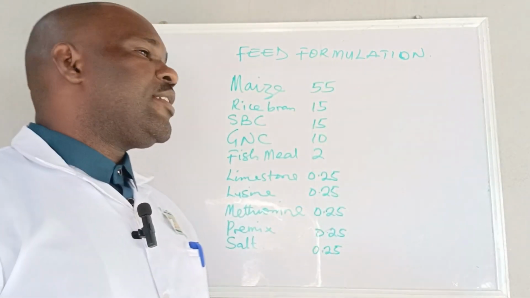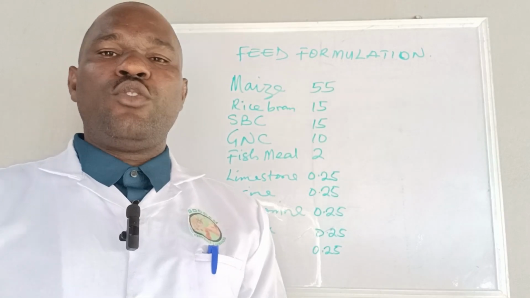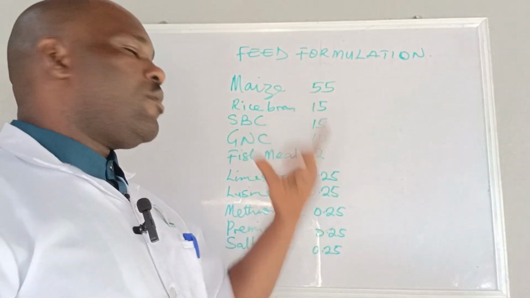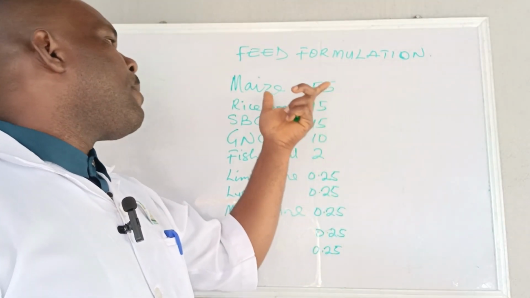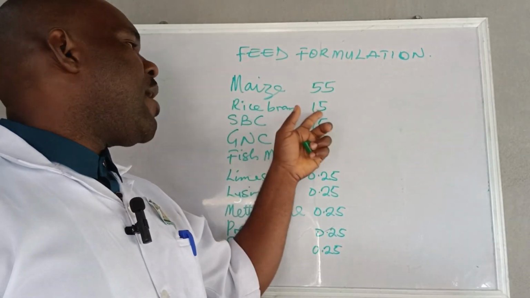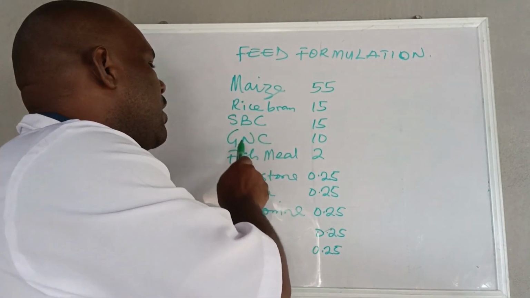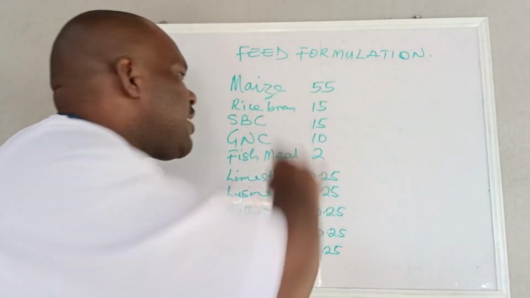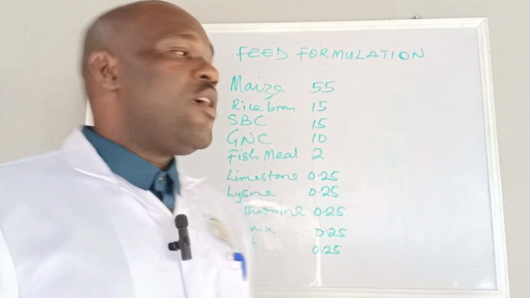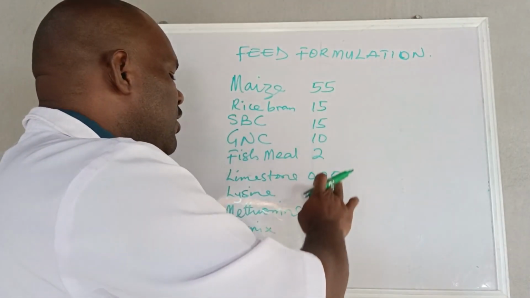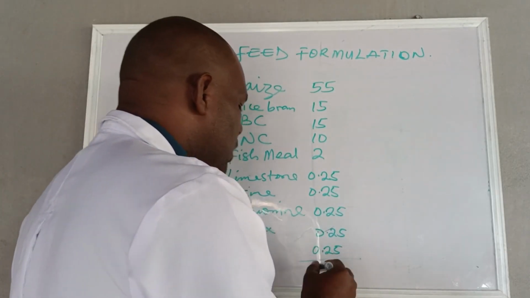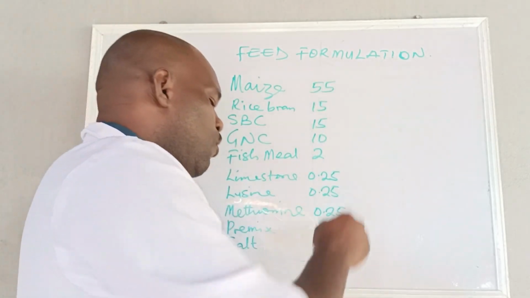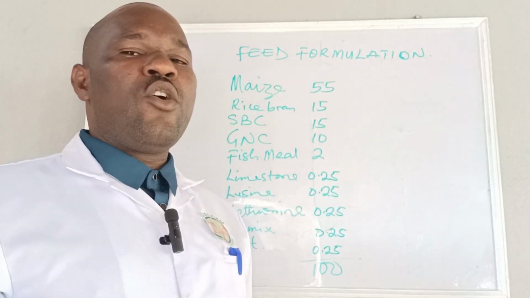The dietary chart is the list of feed ingredients you want to use for your feed formulation and their various percentage inclusions. So you have maize, rice bran, soya bean cake, that is SBC, groundnut cake, that is GNC, and fish meal. This is the foundation. Now, if you sum these percentages, all of them will total 100. The total must be 100 plus or minus 2.